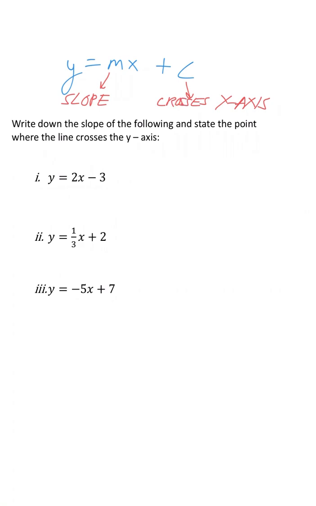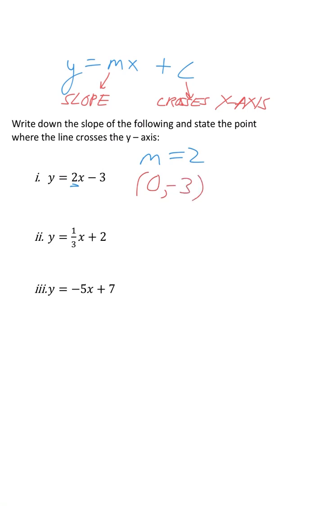So the first question there, we have y equals 2x minus 3. So I can see 2 is with x, so that'll be our slope. So m, our slope, equals 2. Then I can see it's crossing the y-axis at minus 3. So if it's crossing the y-axis at minus 3, that'll be the coordinate of 0, minus 3.